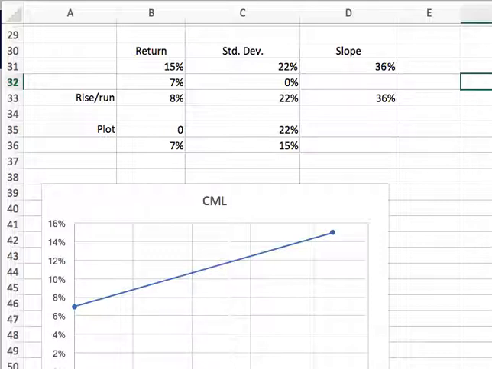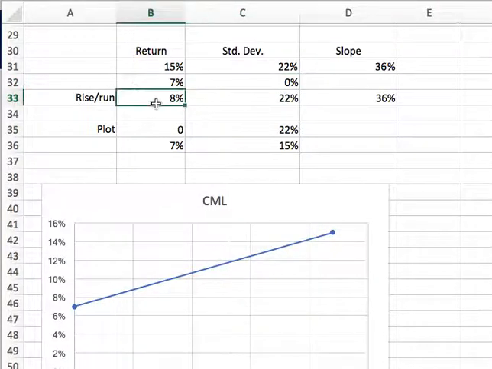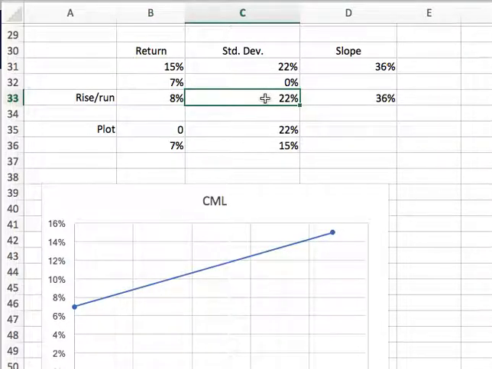And so I've created this quick model here. Not very fancy, but it'll do for our purposes here. Our return is 15%, standard deviation is 22%, return is 7%, standard deviation is 0. The easy way to do this, of course, is this is the rise. It goes from 7 to 15 on the y-axis, which is 8%, and this is the run. It goes from 0 to 22% on the x-axis or across. And so 8 divided by 22 is 36.